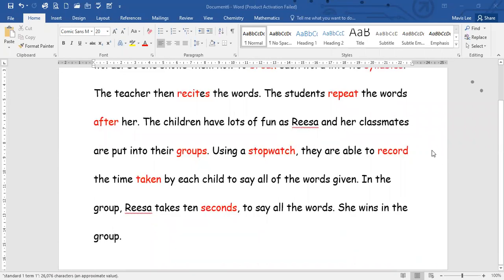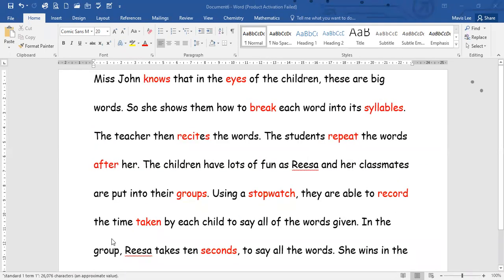Let's see now. Last sentence. She wins in the group. Read it. What does that mean? It means that she came first to recite all her words. That's why she won. Now I'm going to read the passage now, and I want you to listen.